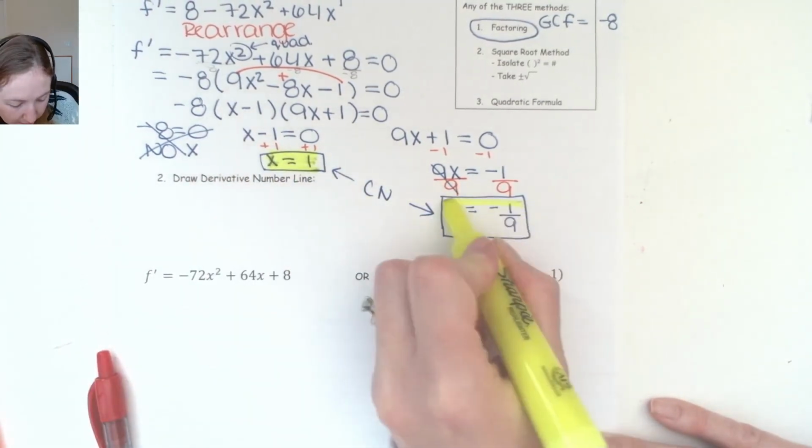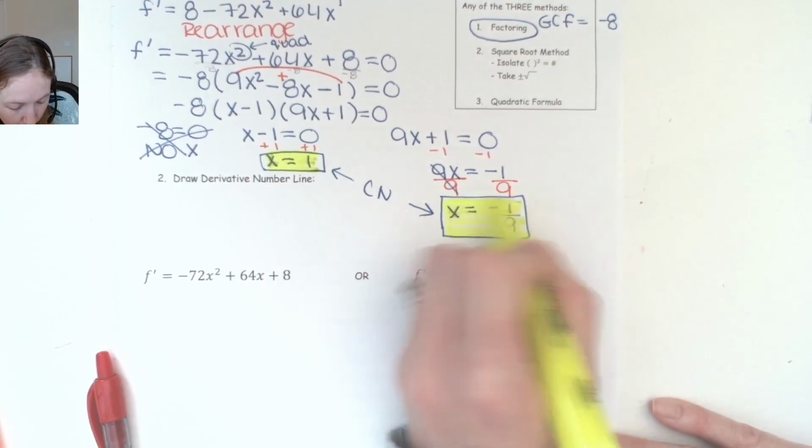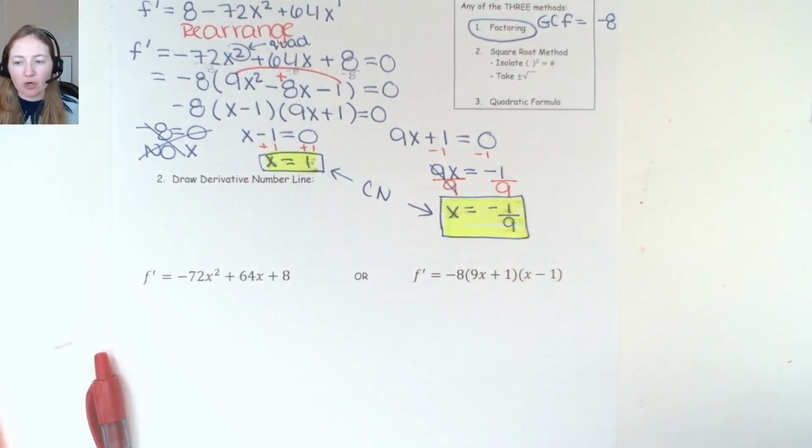And now we'll go into step 2, where we will find our derivative number line to test those critical numbers.